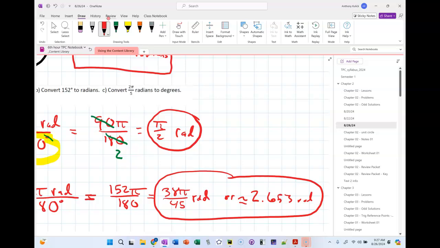Joey? Under 38 in the denominator? Yeah, so I divided the top and bottom by 4. So 152 divided by 4 was 38, and then 180 divided by 4 is 45. So I did divide by 2 twice, right? Like 76 over 90, and then 38 over 45. You know what I mean?